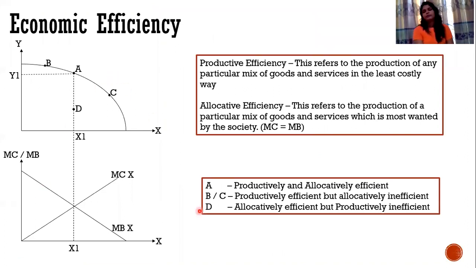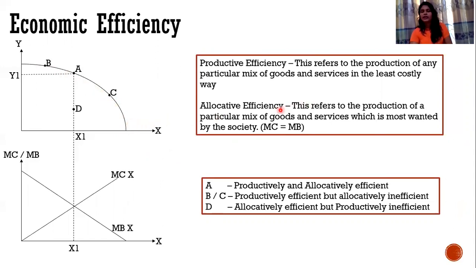So the last concept for this session is economic efficiency. To achieve economic efficiency, two conditions need to be satisfied: productive efficiency and allocative efficiency. Productive efficiency is the production of any particular mix of goods and services in the least costly way. That is, to achieve production efficiency, we know you need to achieve full employment and full production. That is, any point on the PPC is productively efficient.